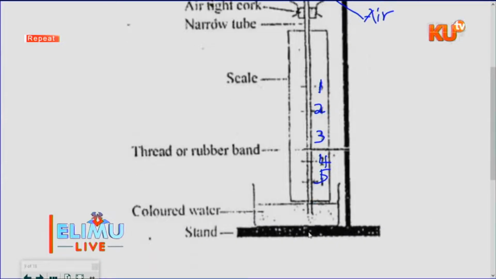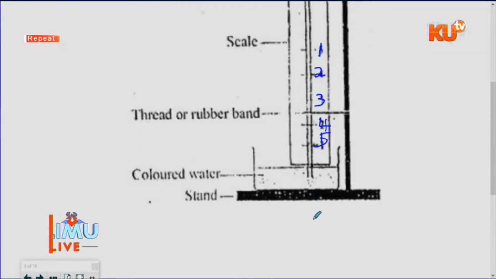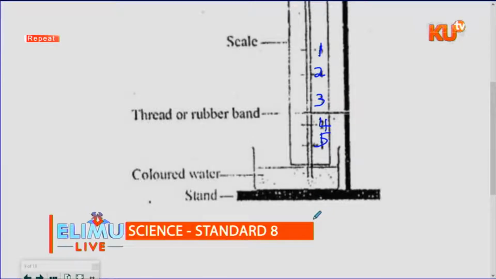We also have a rubber band or a thread just to hold it in position. Then we have colored water. Colored water is used for the purposes of visibility. Then we have a stand.